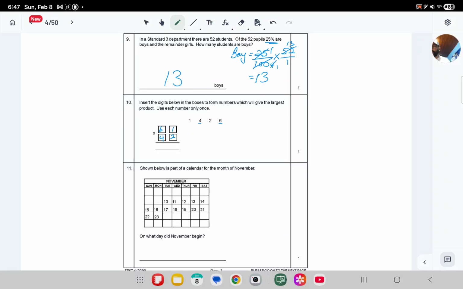Good, so this is how you put it, 61 and 42. The set shown below is part of a calendar for the month of November. 30 days in November, so we have an incomplete calendar here. So we're looking at this here now. They said on what day did November begin? So we need to count backwards. So here would be 10, 9, 8, 7, 6, 5, 4, 3, 2, 1. So therefore November began on a Sunday.